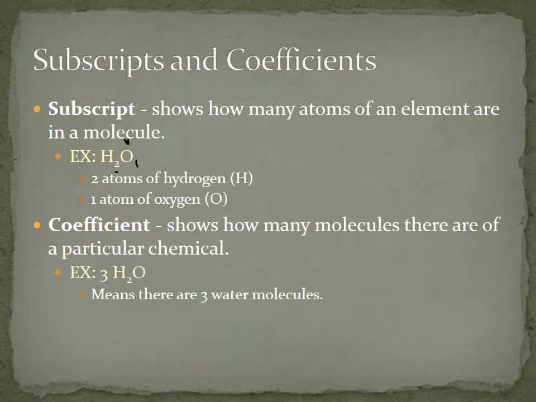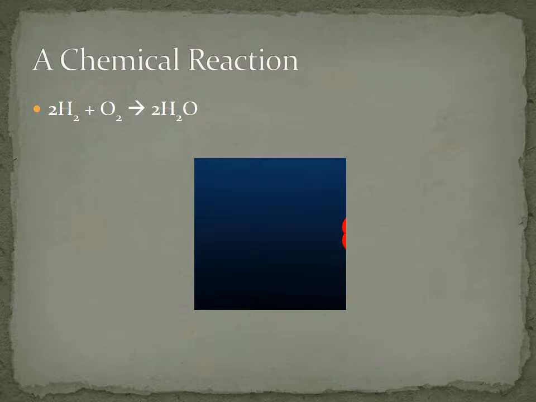Now, a coefficient is a number that's going to go in front of our chemicals. So what the 3 means is that we have 3 water molecules present. In terms of individual atoms, we've got 3 times 2, which gives us 6 hydrogens, and 3 times 1, which gives us 3 oxygens. Here's a little animation showing the synthesis of water. You can see the green molecules are hydrogen, and the red molecule is oxygen.